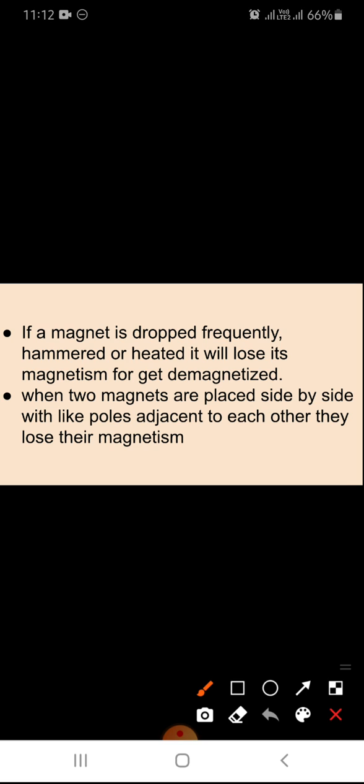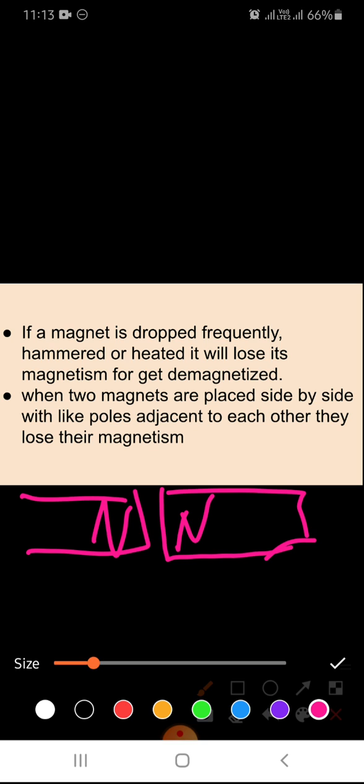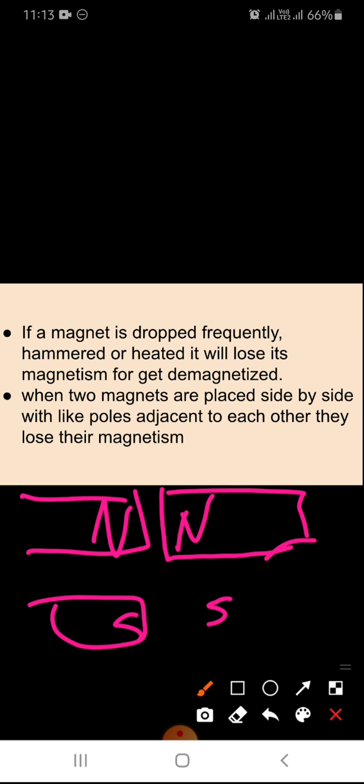When two magnets are placed side by side with like poles adjacent to each other, they lose their properties. Means if you keep north and north like this, two magnets placed for a long time, they will get demagnetized. Similarly, south and south will also get demagnetized.